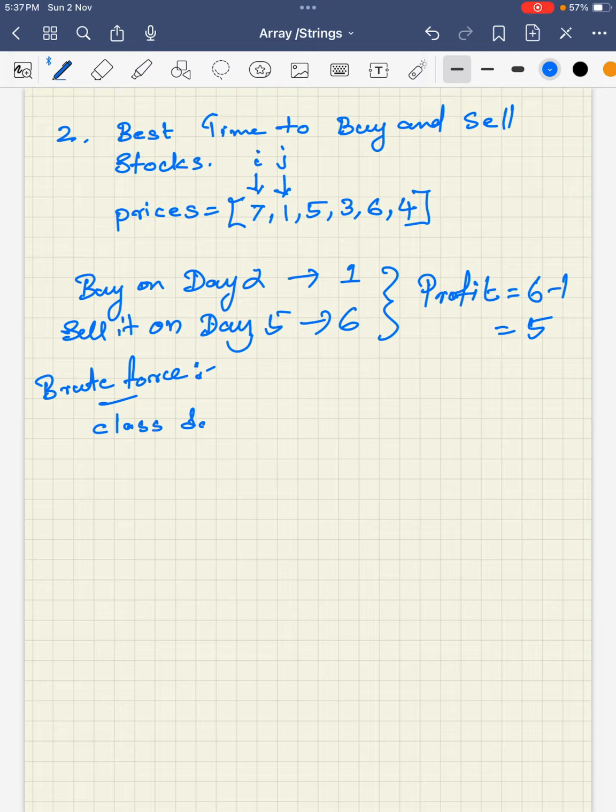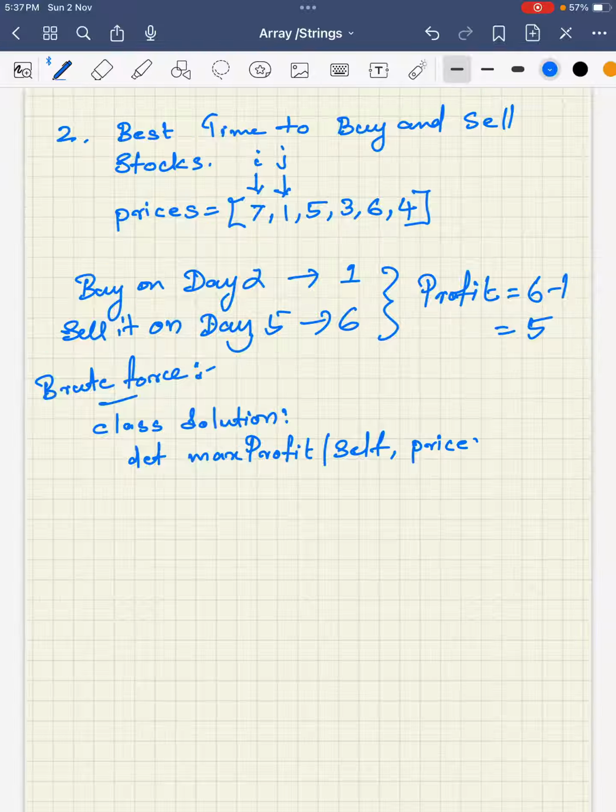Class Solution, and this is a method inside the class: findMaxProfit, and the argument is an array named prices, which is a list of integers. We understood it from the problem statement. Other than that, nothing is given, but it is expected to return an integer. So this is the return type, integer.